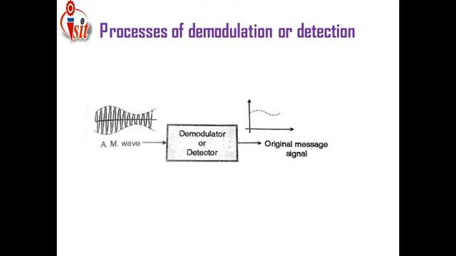Then what is the definition of modulation? According to the instantaneous value of the modulating signal, which we call the input signal, information signal, or message signal, whatever it may be, all these names are the same. By changing a parameter of the carrier signal according to this input signal, that process is called modulation.